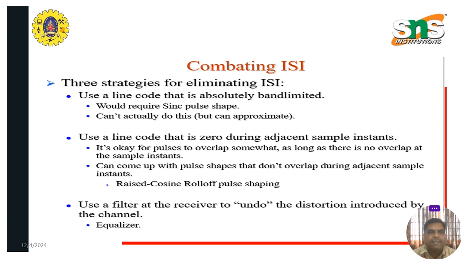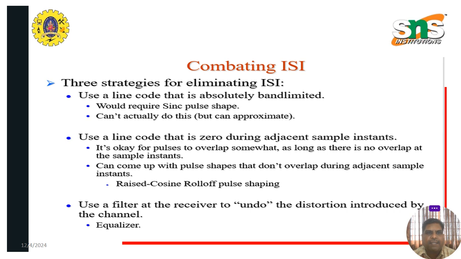For the three strategies, the first is to use a line code that is absolutely band limited. It would require synchronized pulse shape and it is not practically used. The second is to use a line code that is 0 during adjacent sample instants. It is okay for pulses to overlap somewhat as long as there is no overlap at the sample instant, and we can come up with pulse shapes that don't overlap during adjacent sample instants. For this, we use the raised cosine roll-off pulse shaping model.